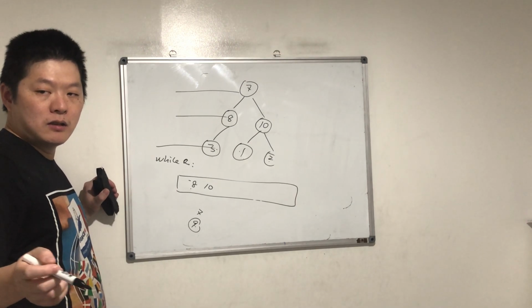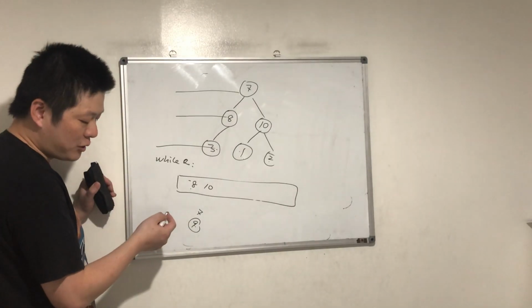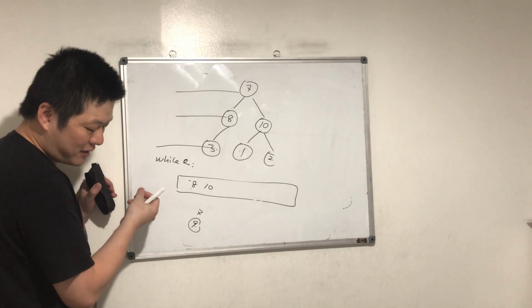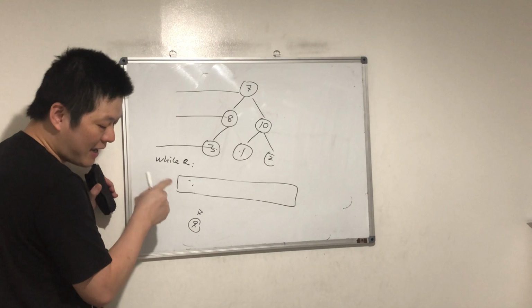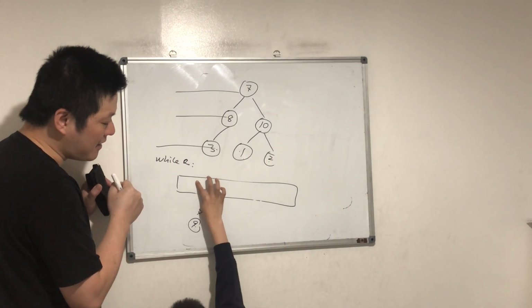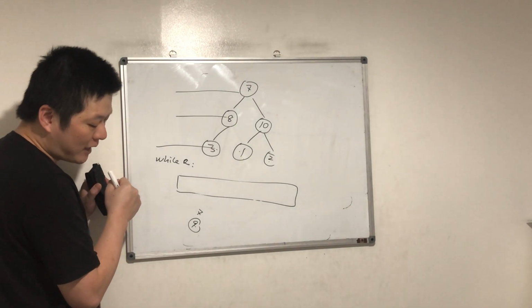Then you split it into pieces. So 8 and 10. So what should we do next? I take all of them out. Take 8 and 10, take it out, and then we shall put all the kids of it.